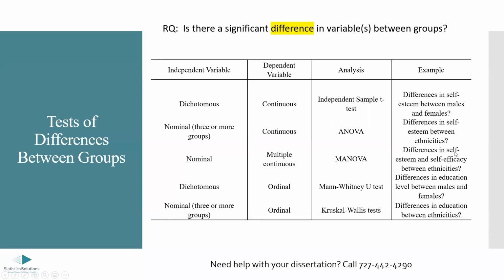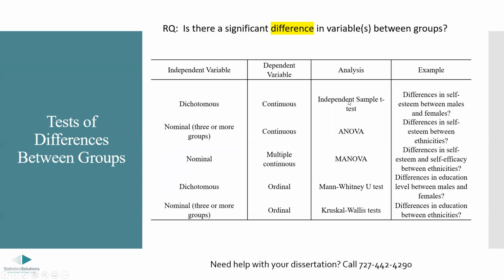You can then look at multiple dependent variables at once. So differences in self-esteem and self-efficacy. So not just self-esteem, we've added self-efficacy as well. And we're still looking at ethnicities. This would be a multivariate analysis of variance, or a MANOVA for short. The M stands for multivariate, which means you have multiple dependent variables. So that's what this means right here, multiple continuous dependent variables.